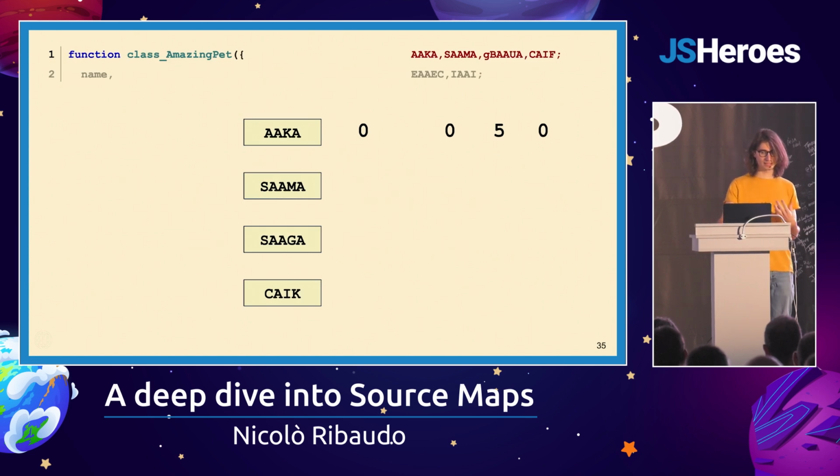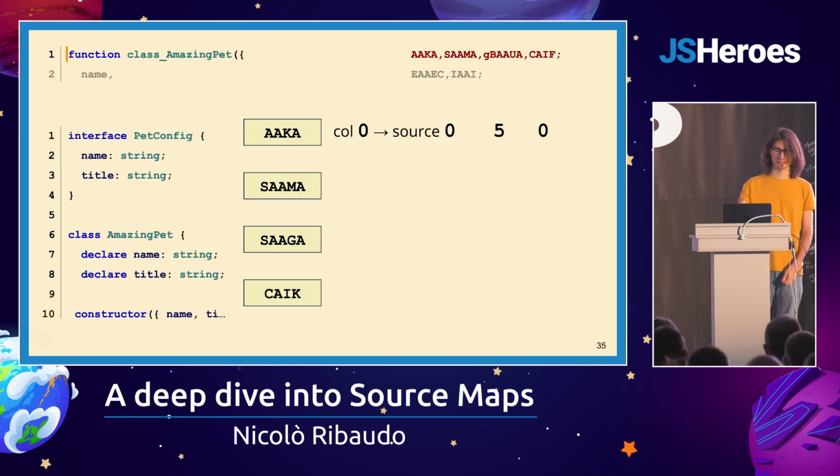These numbers are actually telling us that column 0 in our original file is mapping to our source 0. In this case, we just have one source, so it's obvious. But as we saw, we might have multiple sources for a final bundle file, so we need to know where everything is coming from. Source 0, line 5, column 0.